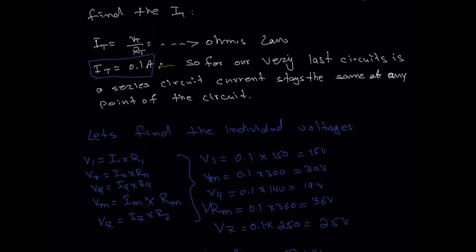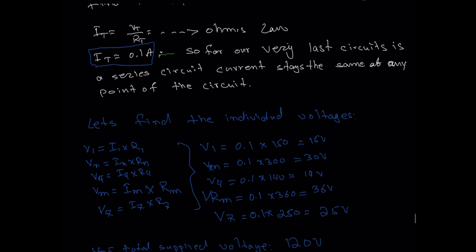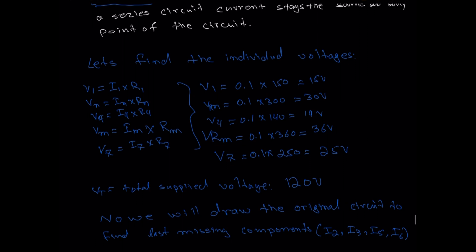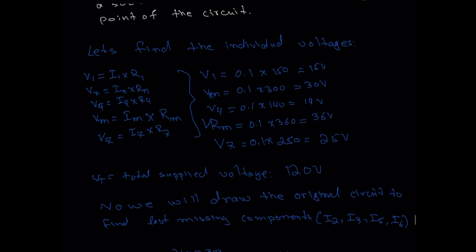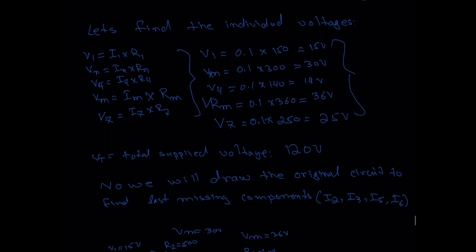V1 is 0.1 amp times 150 ohm, which will be 15 volts. Vrn will be 30 volts and V4 will be 0.1 times 140 ohm, which is 14 volts. Vrm will be 36 volt and V7 will be 25 volt. Just using Ohm's law here. This is our best friend here.